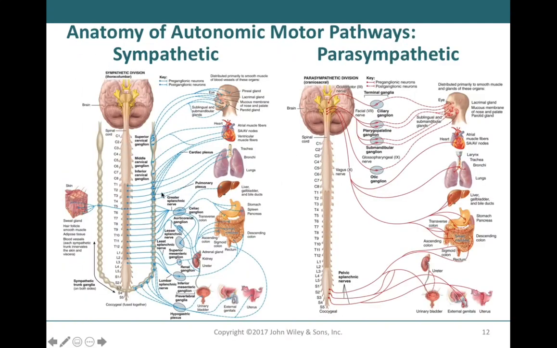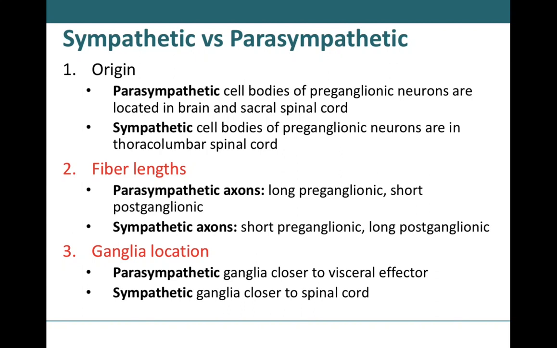So we see that shown on this slide as well. Our sympathetic ganglia are going to be found right here, located much closer to the spinal cord. And our parasympathetic ganglia are found much further from the spinal cord and closer to the visceral organs themselves. So these are three major differences that we see in the sympathetic and the parasympathetic nervous systems.